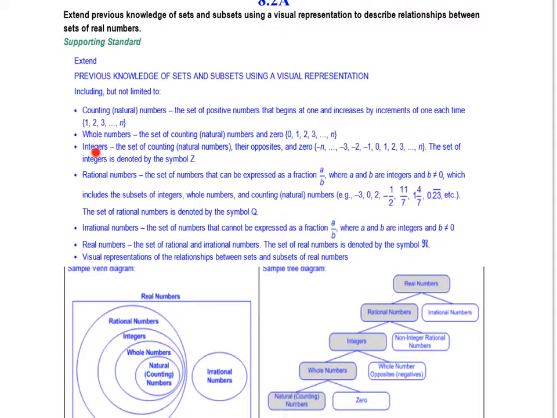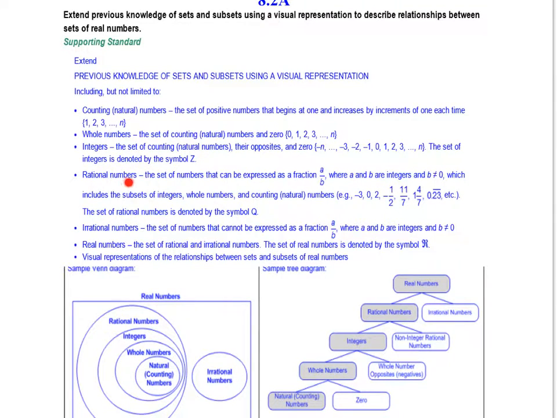Then the next set we have is integers, and integers are the set of counting numbers, their opposites, and 0. So if we have 1, we also have negative 1, which is the opposite. If we have 2, we also have negative 2. If we have 3, we also have negative 3. And if we have infinity, we also have negative infinity. And in the middle of this, we have 0, which has no opposite. Integers are denoted by the symbol Z.